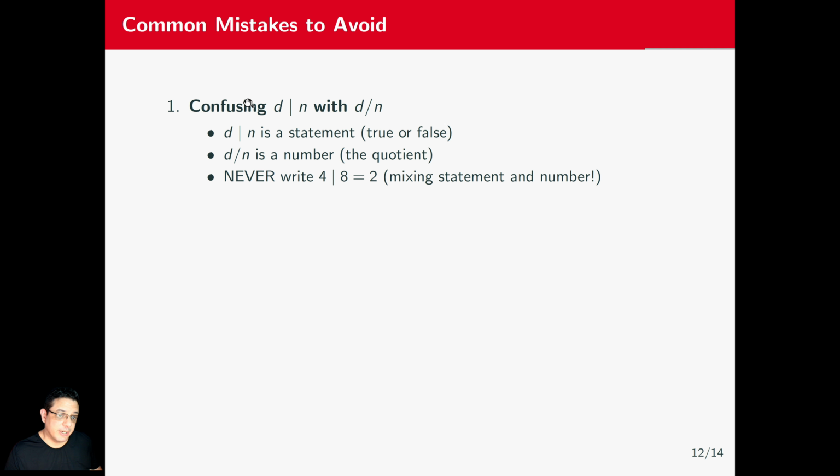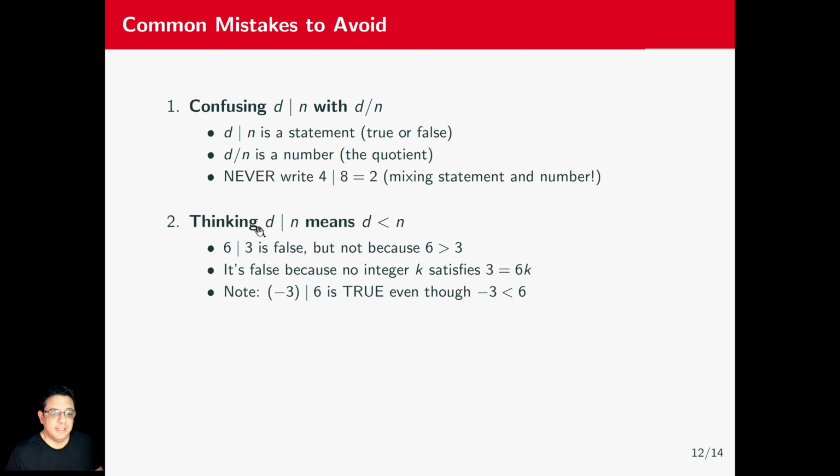You've got to be very careful not to confuse divisibility with ratios, with fractions. d divides n is a statement that can be true or false, but d divided by n is just a number, a quotient. So you can never write something like 4 divides a equals 2, because you're mixing a statement with a number. This is a proposition. This is a number.